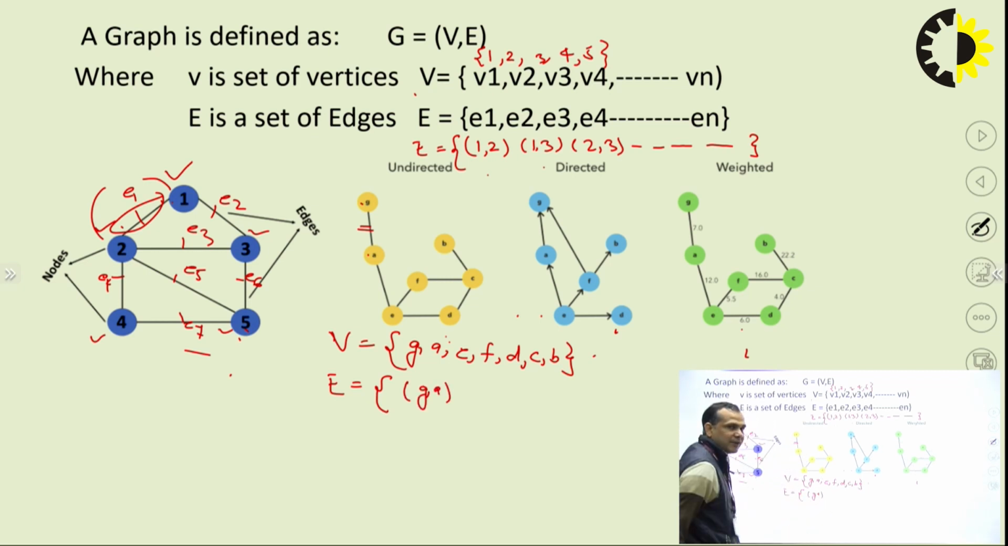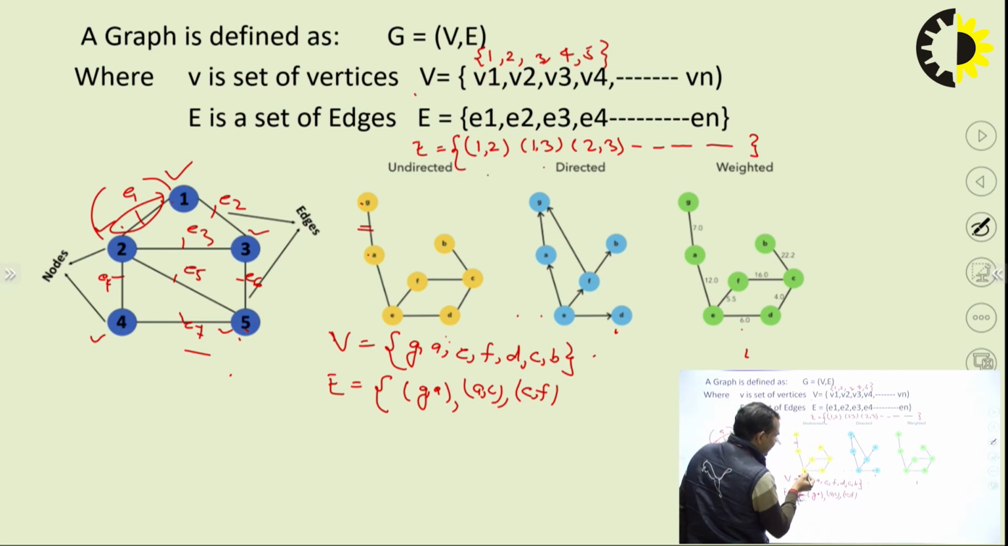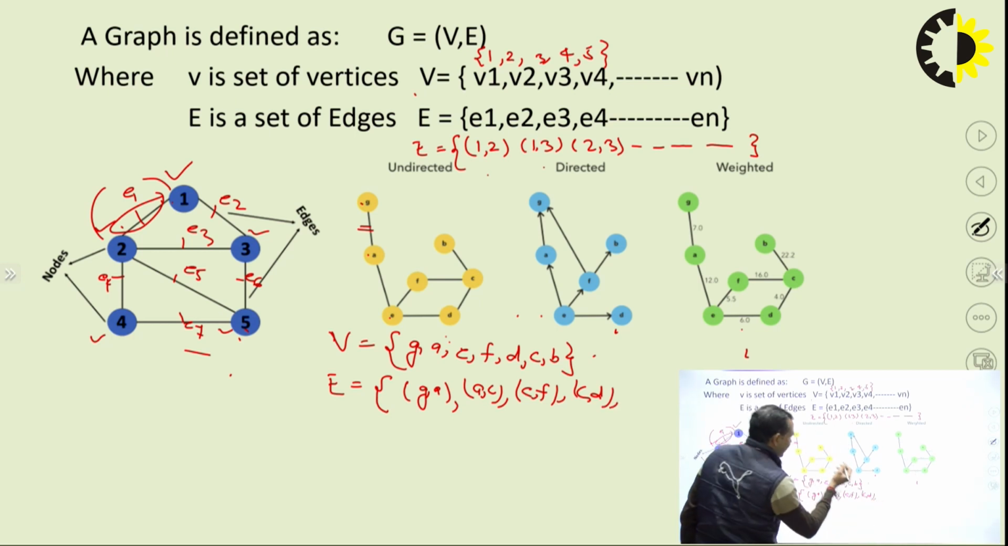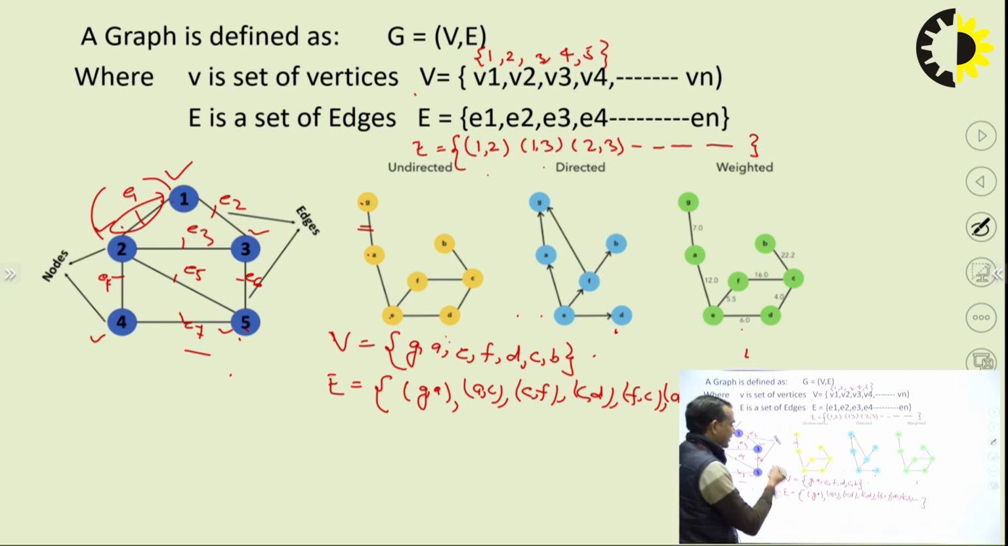This is the first edge. What is the second edge? A comma C. What is the next? That is C comma F. Next is C comma D. Next one is F comma C, and D comma C, and C comma B and so on. So these are known as the set of edges. So when we are talking about the graph, we have these two terms, and we have to be clear what is the vertex and what is the edge.